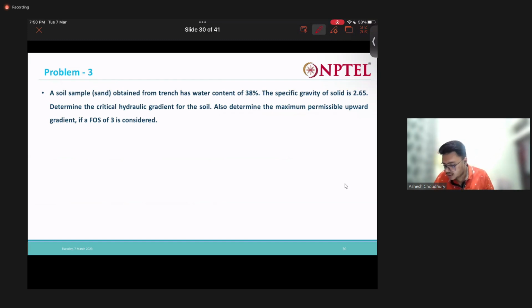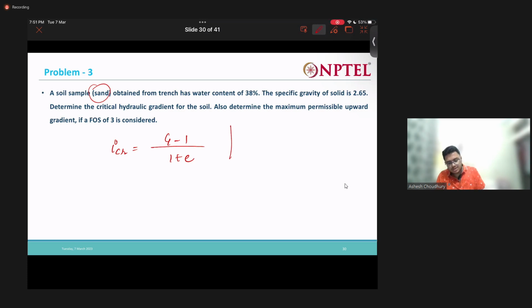Now let us come to the next problem. In the next problem, it's given a soil sample, which is sand, obtained from a trench, has a water content of 38%. The specific gravity is given. We need to determine the critical hydraulic gradient of the soil. We already discussed the critical hydraulic gradient: (G minus 1) by (1 plus e). I also showed you how it came.